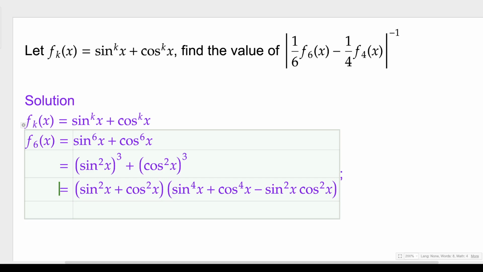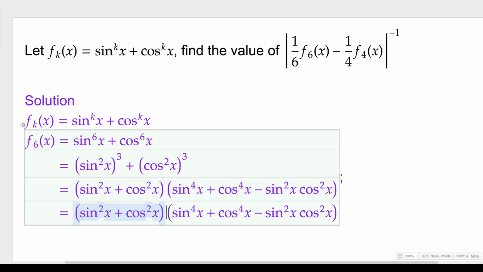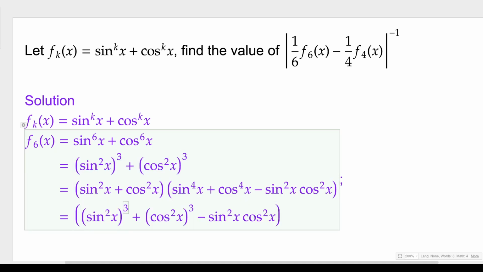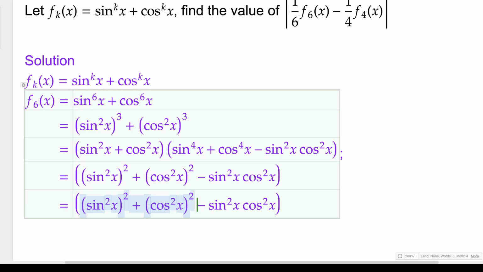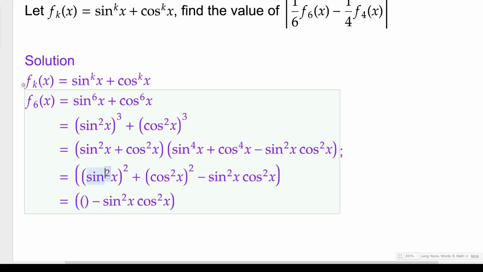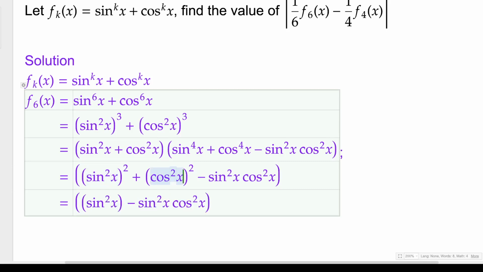Now if you observe, resolving this further, sin square x plus cos square x turns out to be 1. Now the remaining part can be written as sin square x squared plus cos square x squared, right? Now again I can apply the identity a square plus b square, which is a plus b whole squared, that is sin square x plus cosine square x, minus 2ab, that is 2 times sin square x times cosine square x.